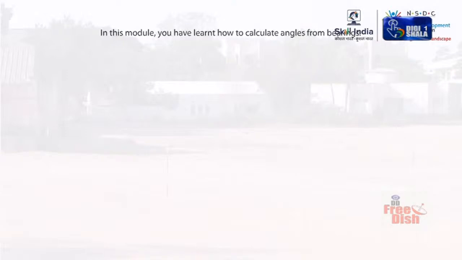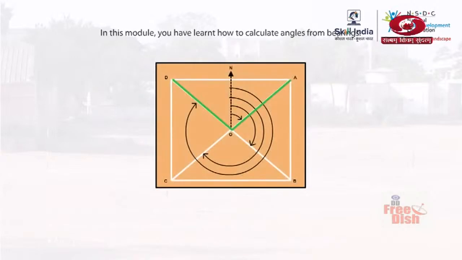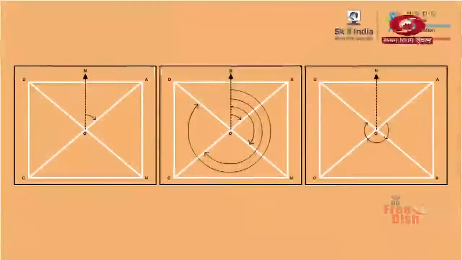In this module, you have learnt how to calculate angles from bearings. To calculate angles from bearings, calculate the difference in the bearings forming the arms of the angle. To calculate an angle from a bearing in a different quadrant after the whole circle bearing, subtract the bearing measurement from 360 degrees and add the measurement of the complementary bearing to the difference. You have seen how to compute angles from bearings while carrying out the survey of a site using a compass.